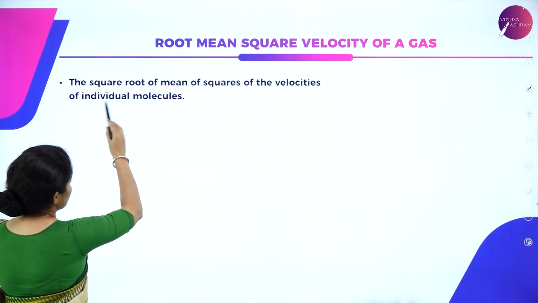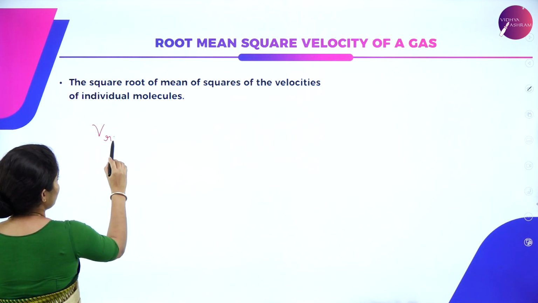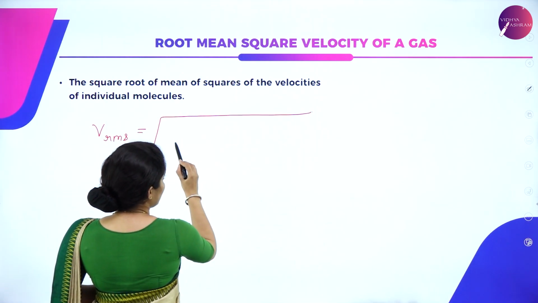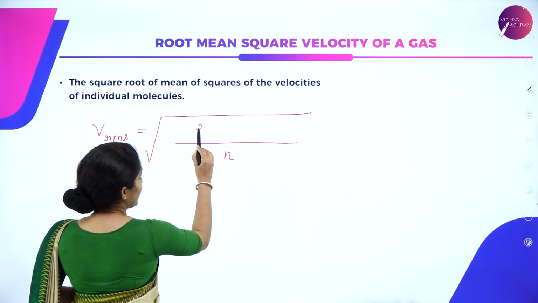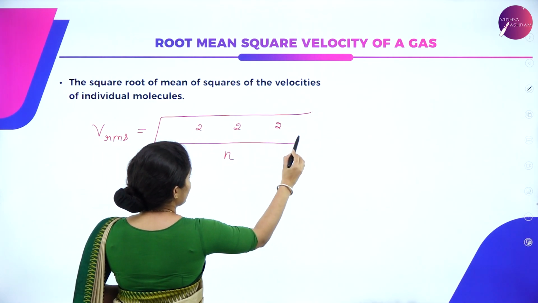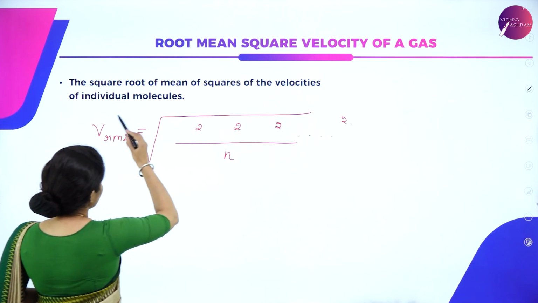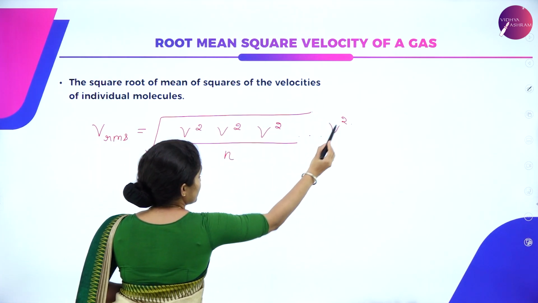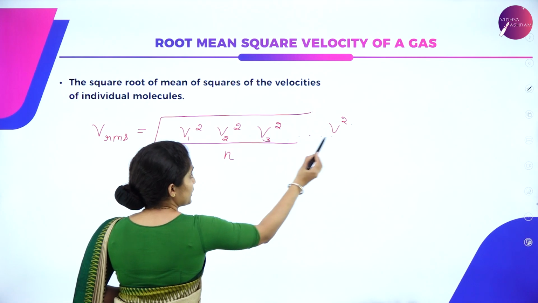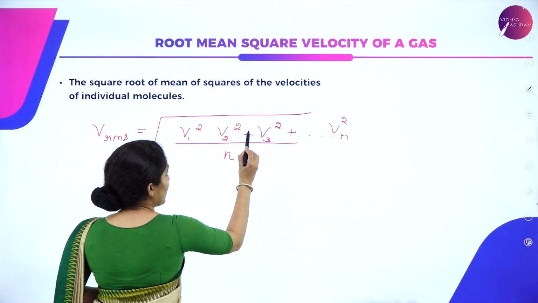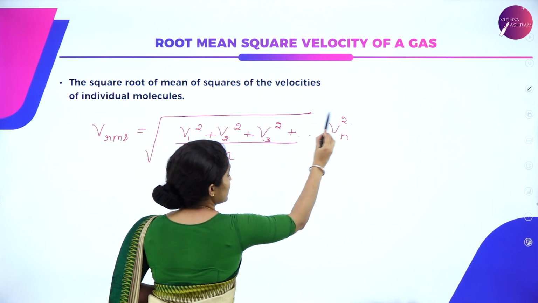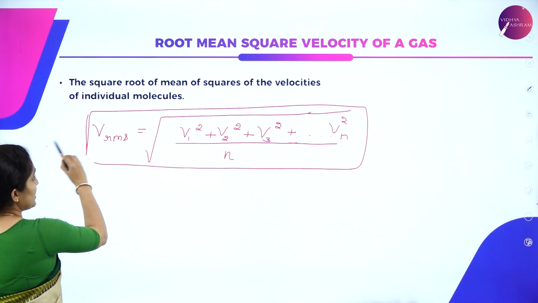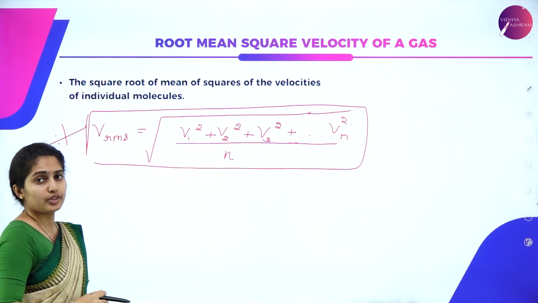The root mean square velocity is given as the square root of the mean of the squares of the velocities of the individual molecules, the different molecules, after each you are adding up. So this is the equation. By reading the definition, we have given this equation, which is one of the most important concepts.